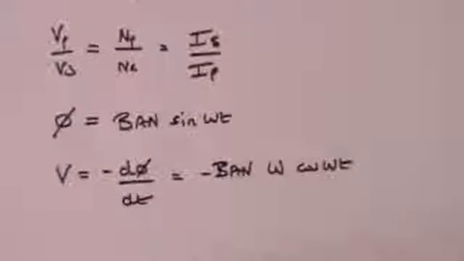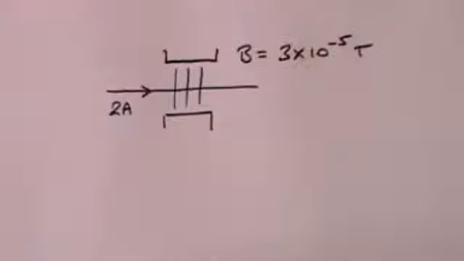And then when you've got a generator, phi, the flux, will equal BAN, that's the magnetic field, times the area times the number of turns, times sine omega t, where omega is 2 pi times the frequency. And the voltage so generated will be, as we've said before, minus d phi by dt. And if you take the equation above and differentiate it with respect to time, you get minus BAN omega cosine omega t.